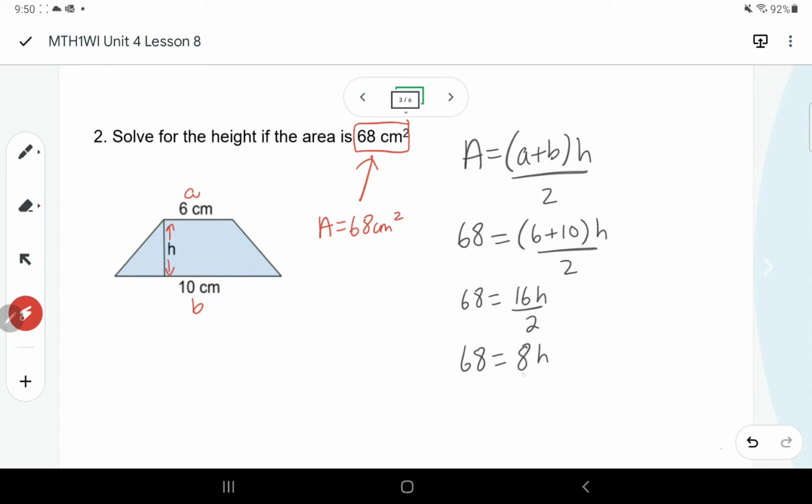And then to get h by itself, divide both sides by 8. So h equals 8.5. And make sure you put units where appropriate. This is measuring in centimeters, so the height will be in centimeters as well.